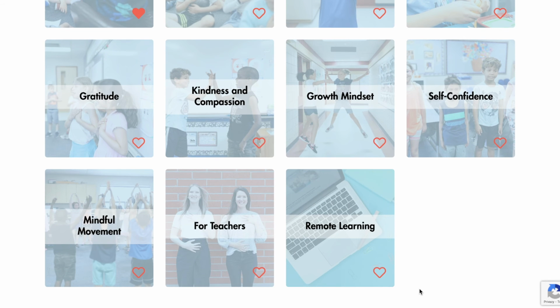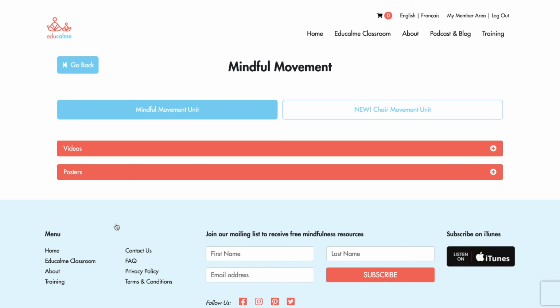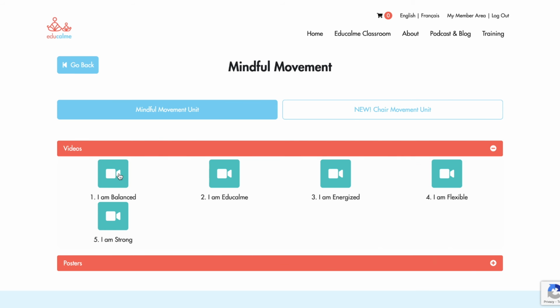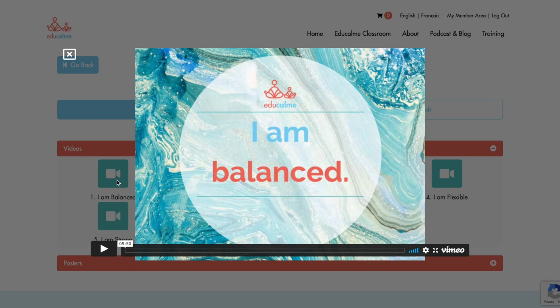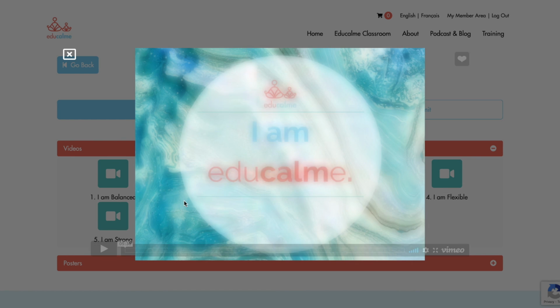Second, there's a mindful movement theme with 2 units inside. There are videos in these units instead of audios. The videos can be used in a similar way that the standalone mindfulness practices are used, as classroom movement breaks, or you can use them like you would use the audios in any other unit.